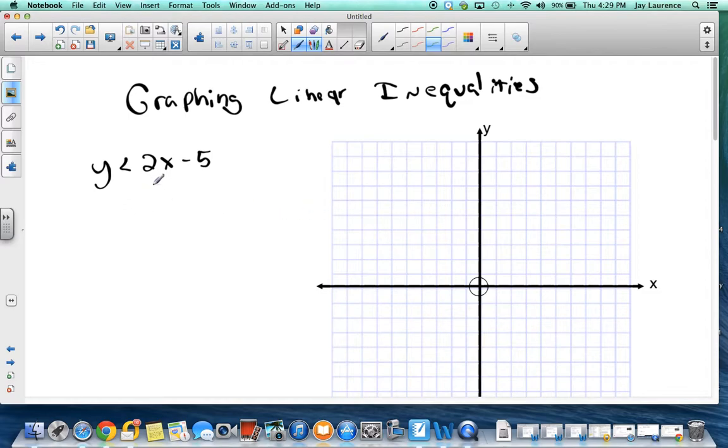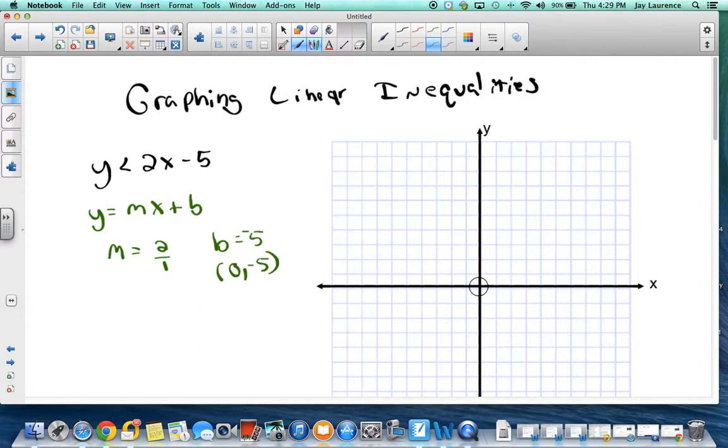So we're graphing linear inequalities. Now it looks like a line, doesn't it? Yeah, it looks like a line, and we're going to pretend it's a line. This looks like it's in slope-intercept form, doesn't it? Doesn't it look kind of like y equals mx plus b? Well, my slope is going to be 2 or 2 over 1. My y-intercept is going to be -5, which is the point (0, -5), right?